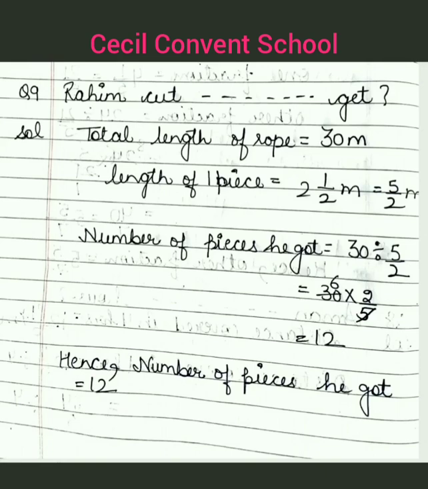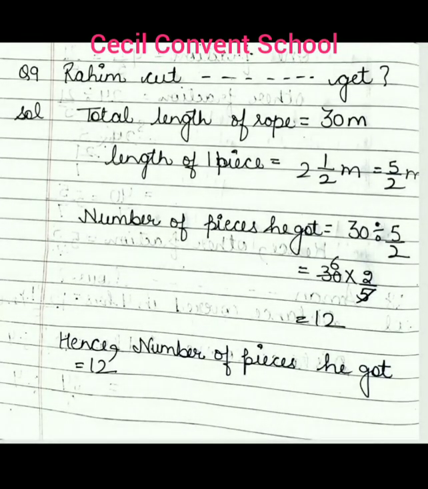Now see, 5 and 30 come in one table, that is the 5 table only. 5 ones are 5 and 5 sixes are 30. Clear? So now 6 we have to multiply by 2. Answer will come 12. Now we write a hence line. Hence line is the last line. Hence the number of pieces he got is equal to 12. Clear?